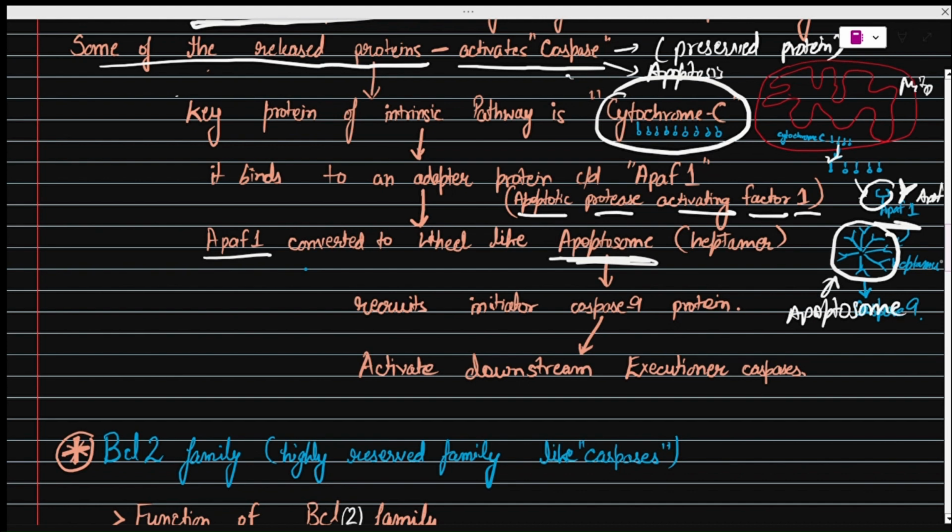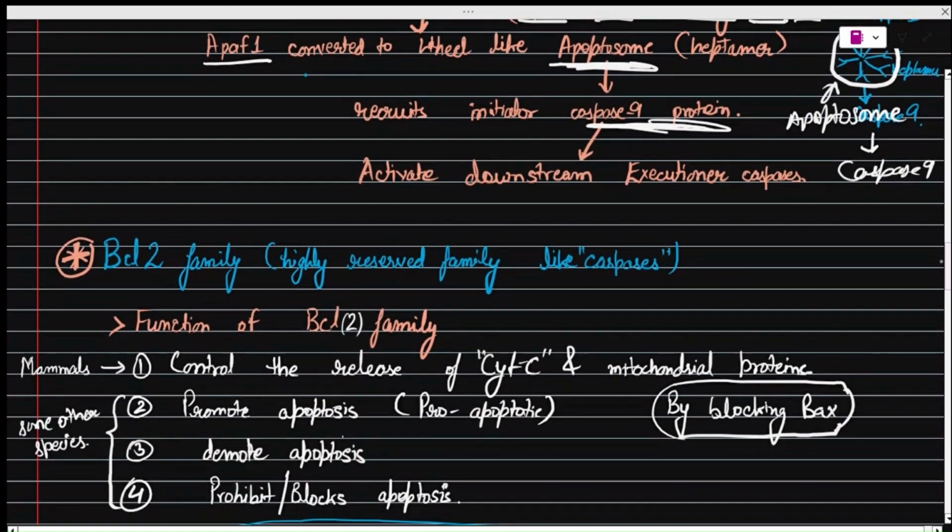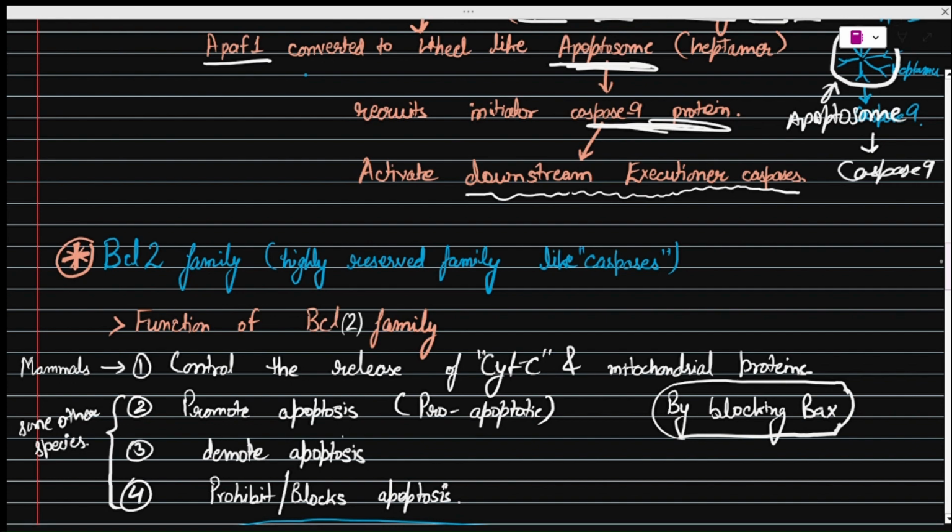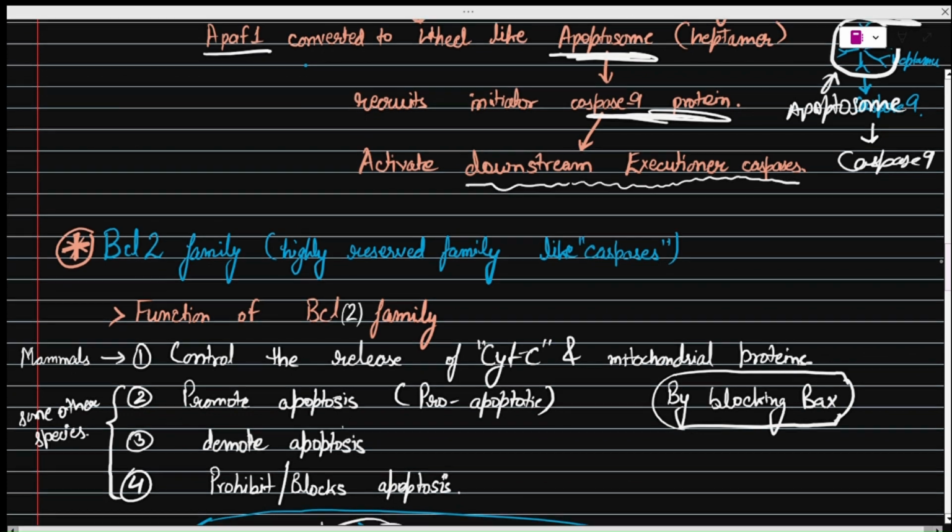This apoptosome will further go and recruit caspase 9. Actually, what happens is it converts pro-caspase into caspase 9. That's how it recruits caspase 9. Then this caspase 9 will go further downstream and activate the executioner caspases, which is caspase 3 and so on.